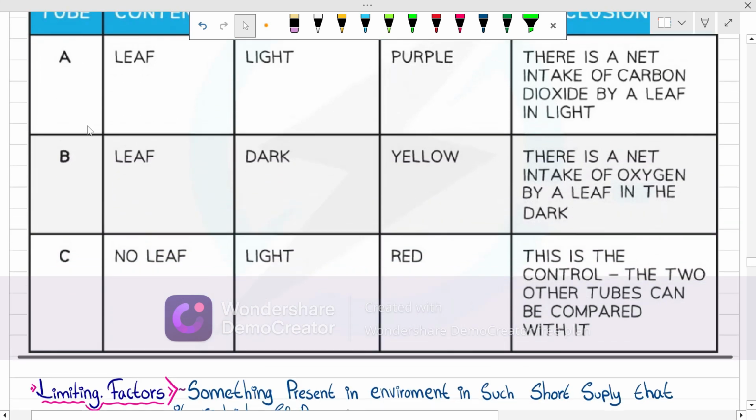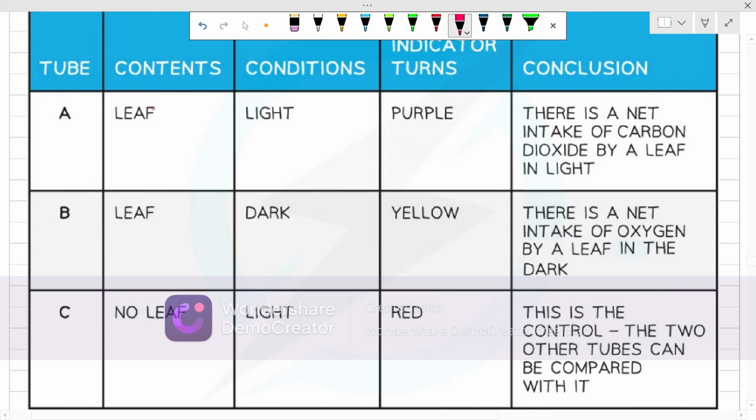So we have tube A, B, and C. Tubes A and B contain a leaf, while tube C did not contain a leaf. The conditions of tube A was light, B was dark, and C was light. The indicator of tube A turned purple, tube B turned yellow, and tube C turned red.